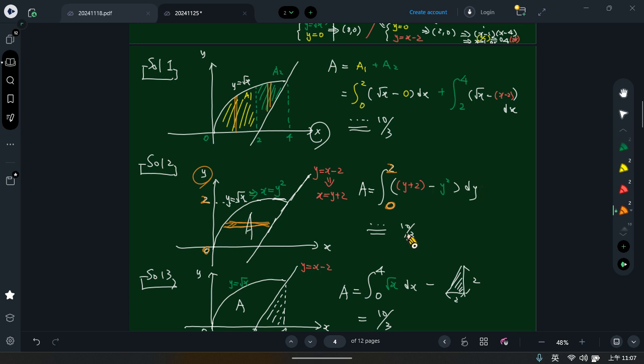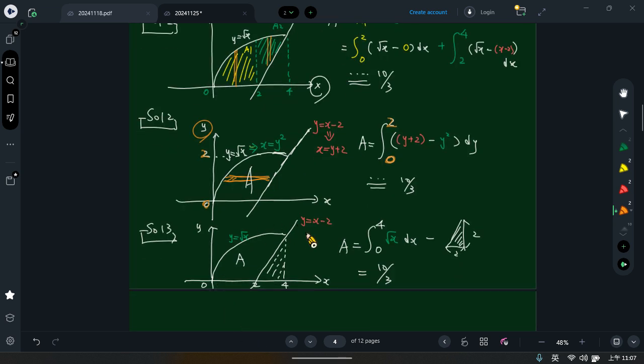Okay, so then you can still get this different integral, but the final result is still the same. The last one, we are so lucky that here is just a right triangle. So why not we just have the full form under the upper curve, y is equal to square root of x, but we need to minus this right triangle. So this is a right triangle, so you can get the result is still the same.